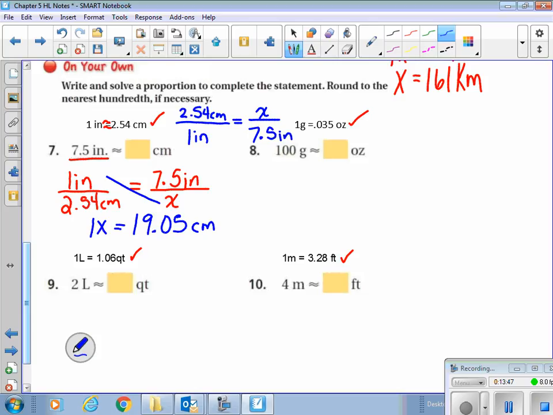Now I can get rid of that 1 if you want. You're just dividing by 1 on both sides. That still leaves you with just simply x equal to 19 and 5 hundredths centimeters. Right, whenever you divide by 1, the numbers stay the same.